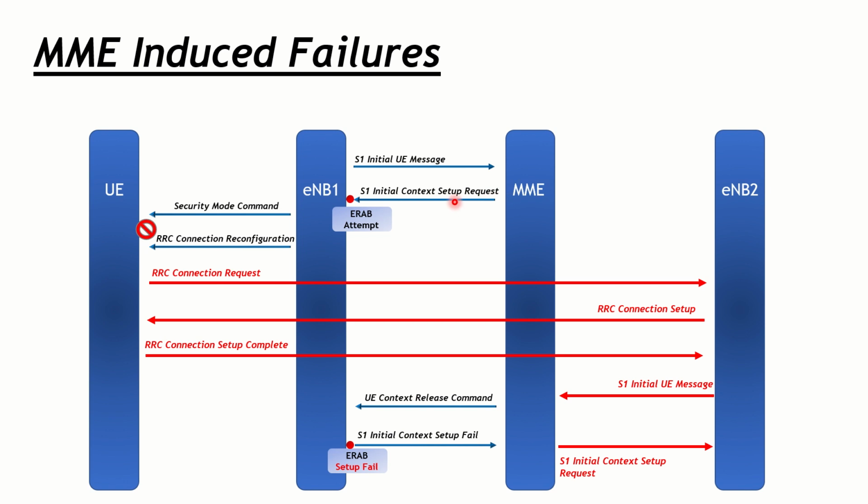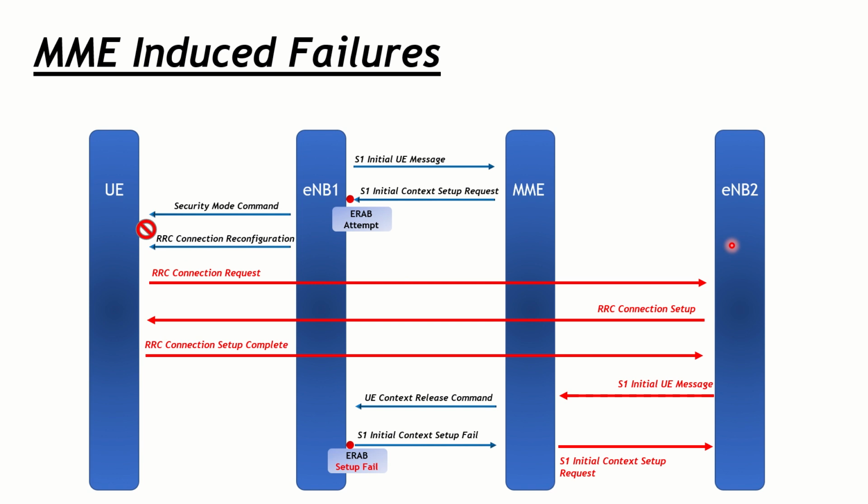Now consider this scenario where the MME sends an S1 initial context setup request to eNode B1. Now eNode B1 sent a security mode command and RRC connection reconfiguration to the UE. But before the UE actually reads this, the UE has already lost the radio link. That means the UE already had a radio link failure before it could read these two messages. So what will happen? The UE will attempt a new RRC connection request. So let's say the UE attempts a new RRC connection request on eNode B2.